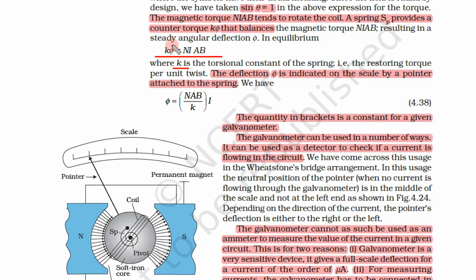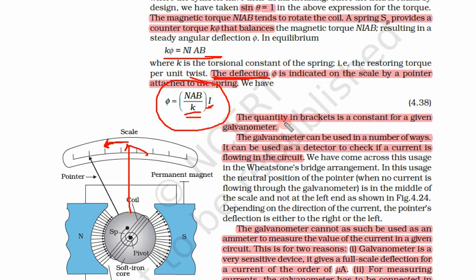Now, let us take this phi. What is phi? Phi is called the deflection, which is the important quantity that we need. The deflection phi is indicated on the scale by a pointer. Previously this was at the 0 position, and now it is deflected. This deflection is phi. So, this phi is simply N I A B upon K, that is, N A B upon K in one bracket, into I. So, this is the deflection.